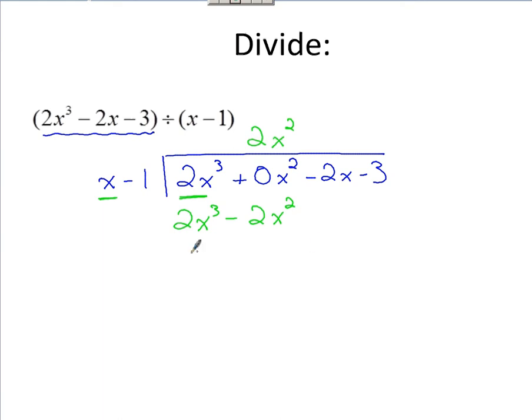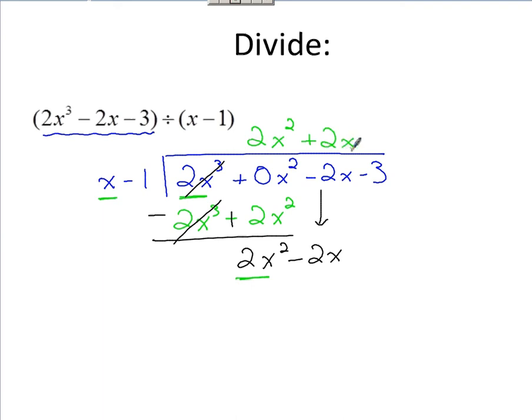We subtract. Changing these signs, 2x cubes are gone. 2x squared's left here. Bring down the negative 2x. Start the process over. Lead term now is 2x squared. 2x squared divided by x there is going to be 2x, and it's positive, so I'll say plus 2x up here. Take 2x, distribute to x minus 1, get 2x squared minus 2x.